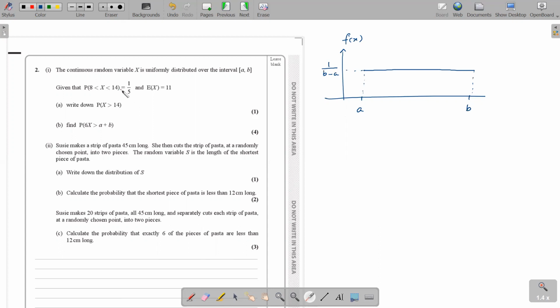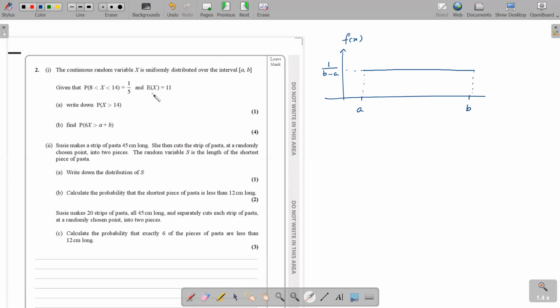Now the biggest issue here is we don't know the limits. We don't know what A is, we don't know what B is. However, they're asking you to write the probability x is greater than 14. So somewhere in between there's 8, there's 14, and we are supposed to find the area after 14. But it's just 1 mark, which means it shouldn't be a lot of work. It should be very obvious. So what you need to look at is the mean value.